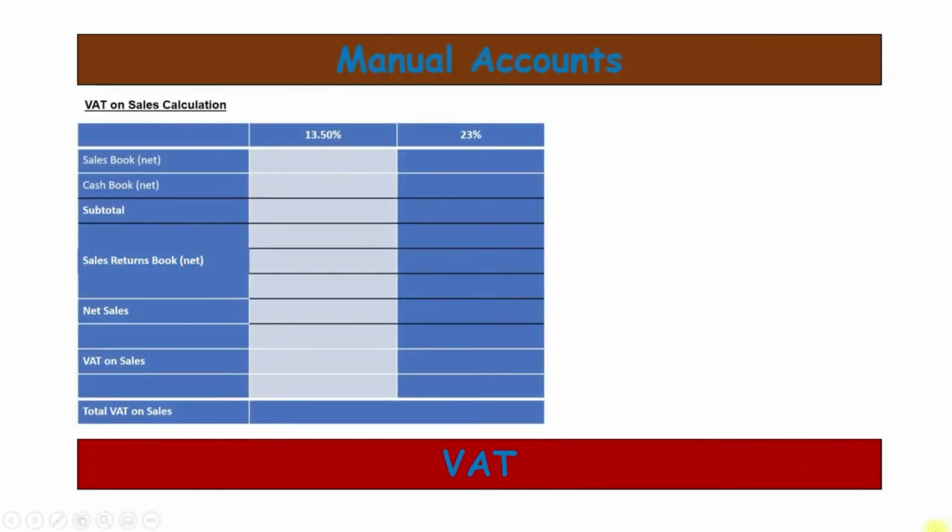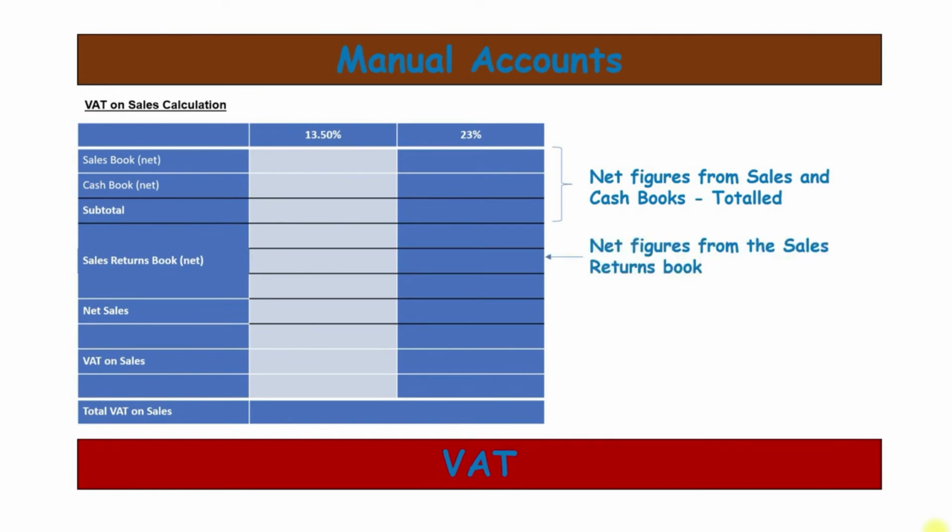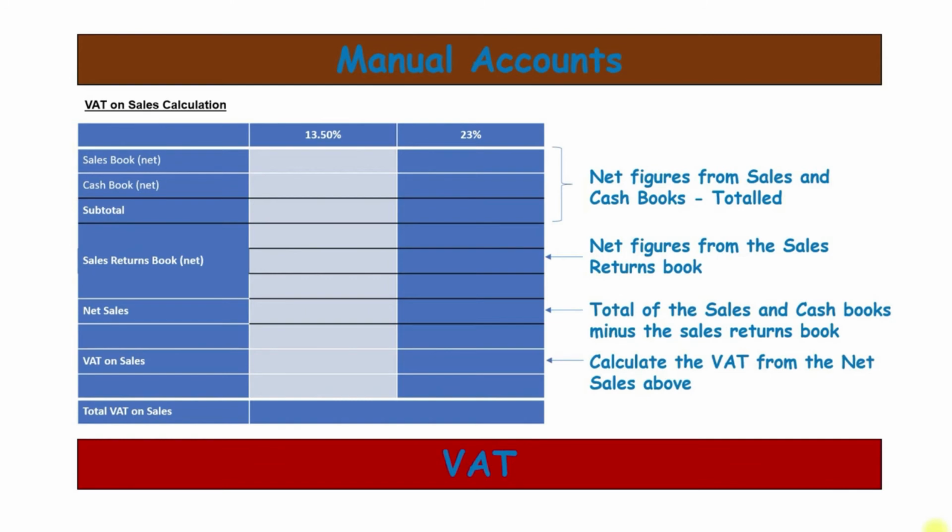The VAT calculation sheet is completed as follows. The net figures from the sales and cash book are added together. The net figures for each VAT rate from the sales returns book are entered here. Subtract the sales returns from the subtotal to get the net sales figures. Multiply the net sales by the relevant VAT rate to get the VAT on sales figure. Finally, add the two VAT sales figures together to get the total VAT on sales figure.